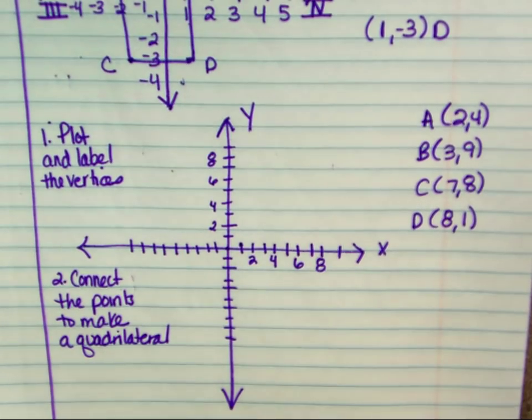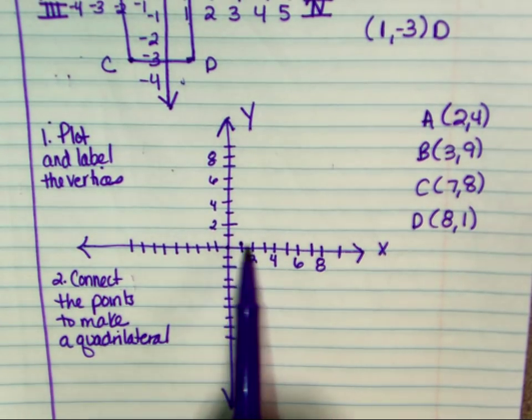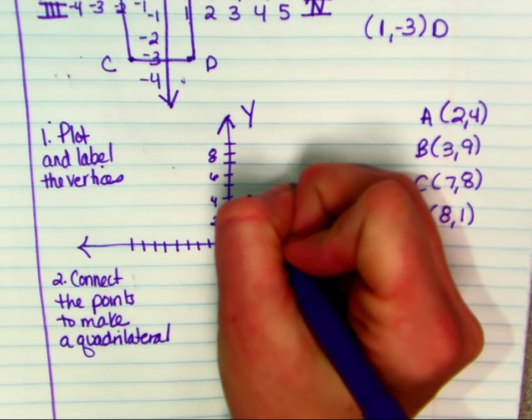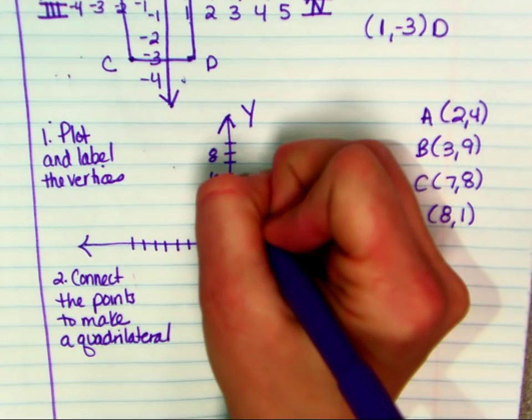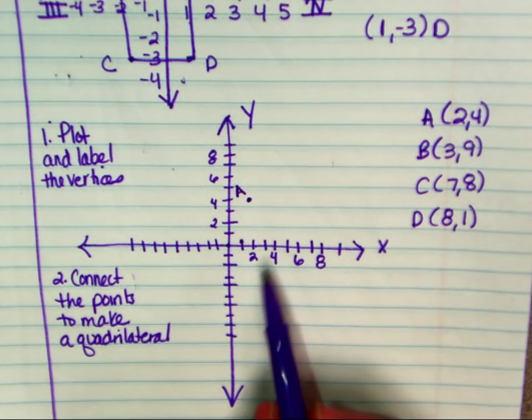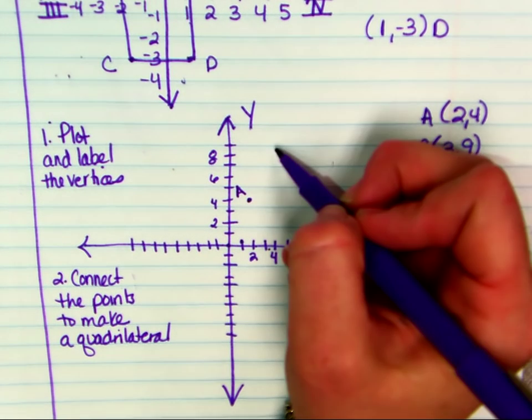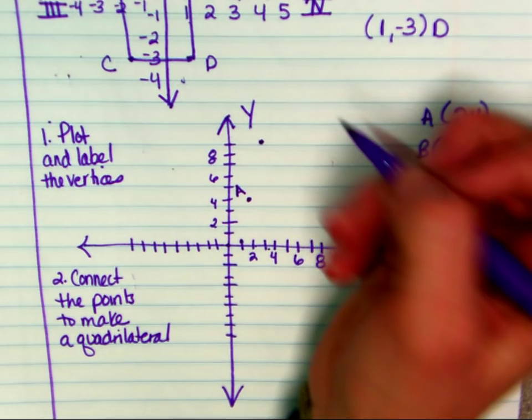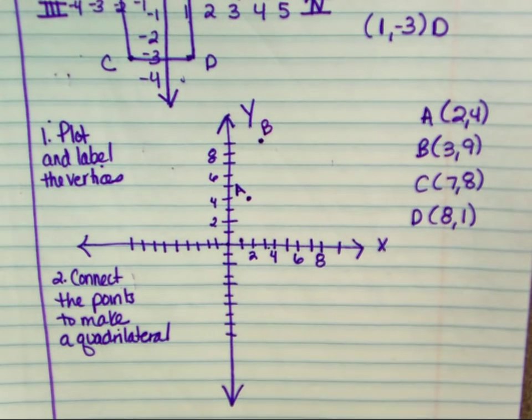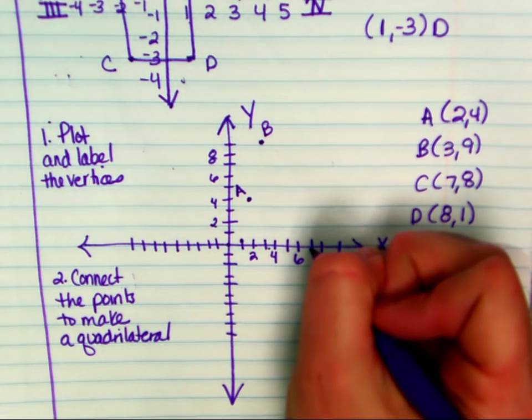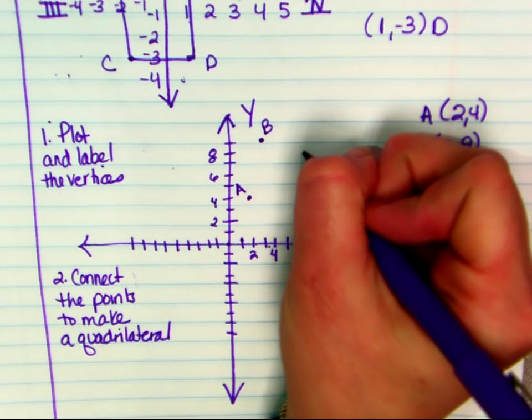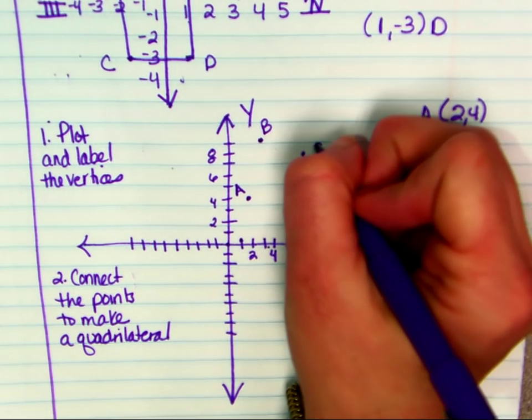So now let's locate these. Maybe you've got yourself caught up to where I'm at. So we're going to go over to 2, up to 4. I'm going to make a point, and we're going to call this A. Then we're going to go over to 3, up to 9. I'm going to call this B. I'm going to go over to 7, up to 8, and call this C.